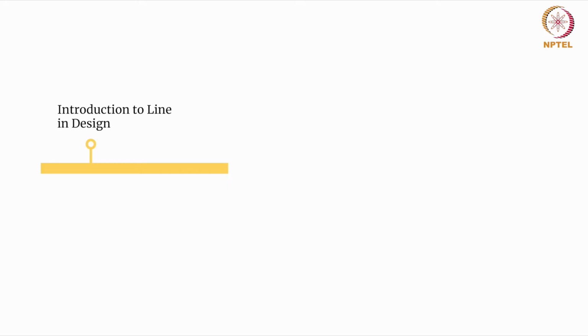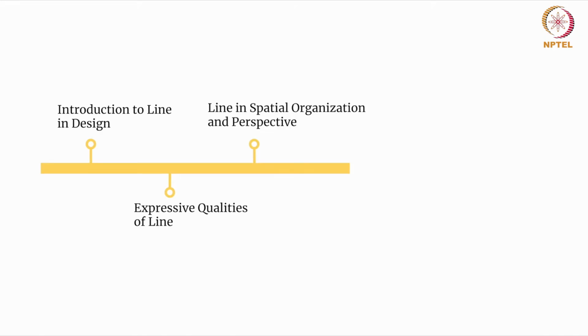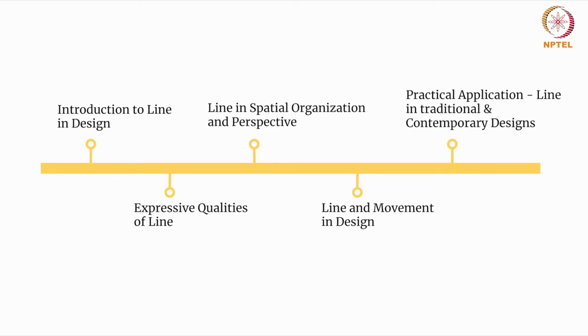In this part, we will mainly cover 4 aspects, starting with an introduction to line, which will be followed by understanding the expressive qualities of line. Then we will look into how line behaves in spatial organization and perspective as well. And at the end, through examples, we will try to understand its application, both traditional and contemporary.